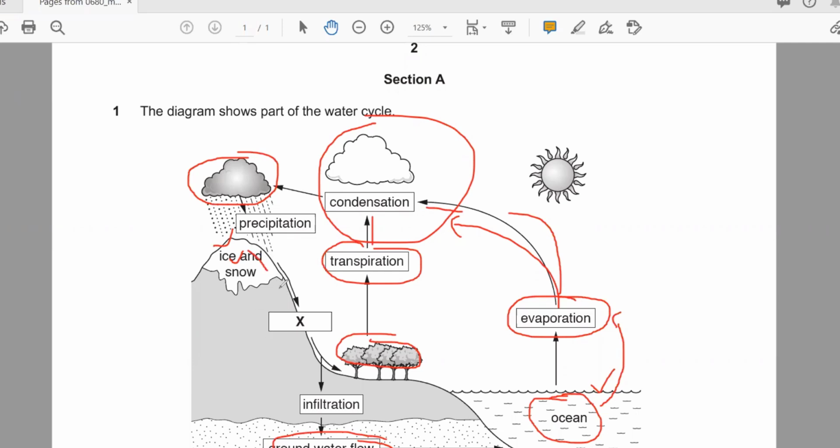When the water comes down, it falls down again. When it is absorbed by the ground, it is known as infiltration. And if it is stopped by the plant, it's known as interception. And then eventually it goes back again to underground or the ocean. So this is the water cycle.